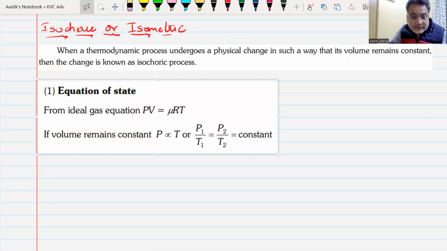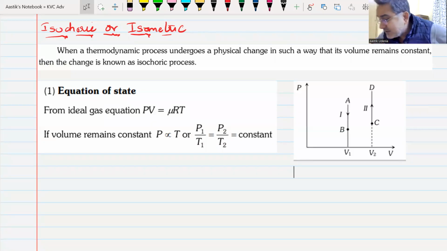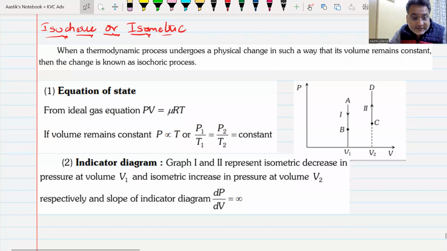You can also have the diagram between P and V, which is known as the indicator diagram. Volume V would be constant, and the diagram would be a straight line which is parallel to the y-axis. There will not be any area coming under this. And the slope of this indicator diagram seems to be infinite. It is in fact infinite or not defined. We understand all these things.